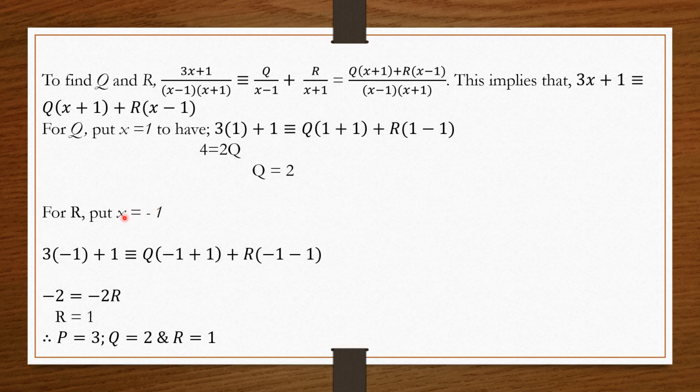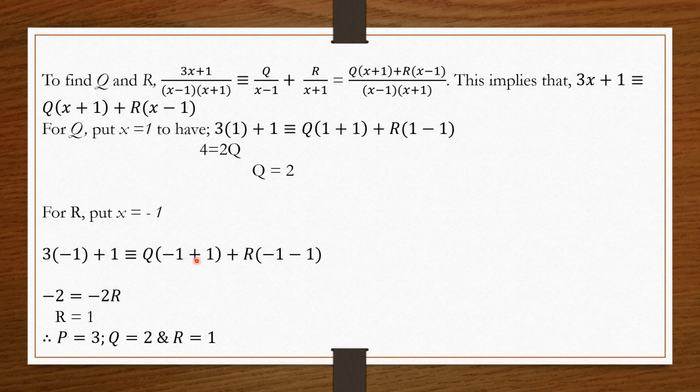So in place of x now, I will substitute minus 1. So I'll start with 3x plus 1. That will be 3 times minus 1 in the bracket plus 1, equivalent to q. For x, I will now have minus 1 plus 1, plus r. This r, then I have minus 1 minus 1. So for this, minus 1 minus 1 will give minus 2. Multiply r by minus 2, you have minus 2r.